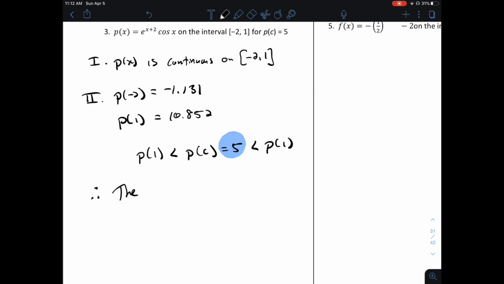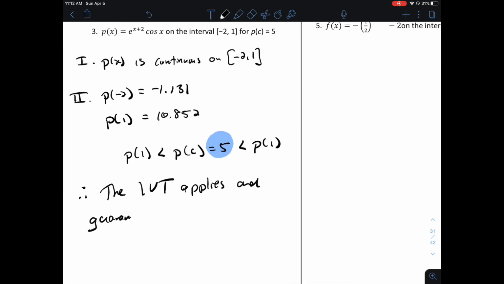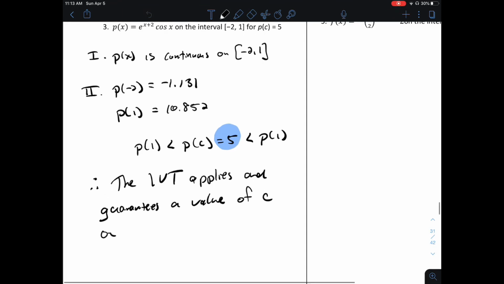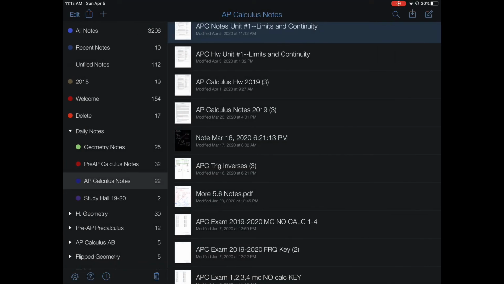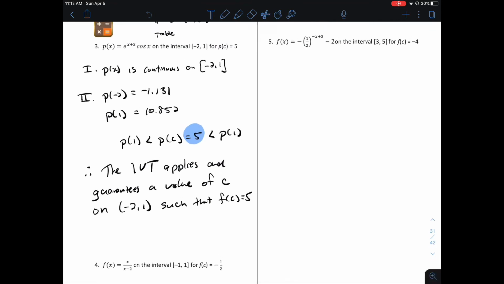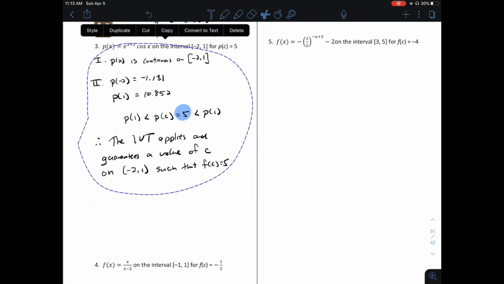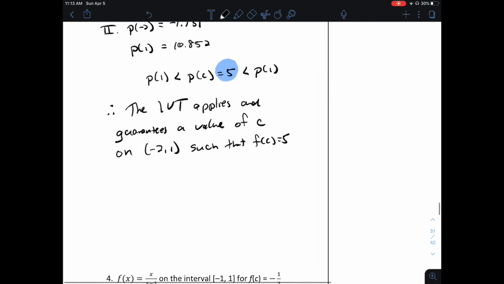Therefore, the intermediate value theorem applies and guarantees a value of c on [-2, 1] such that p of c equals 5. Now the directions said, if it does guarantee a value, find that value. Hopefully you wrote smaller than I did. Not a ton more work, but we've got some more work to do.